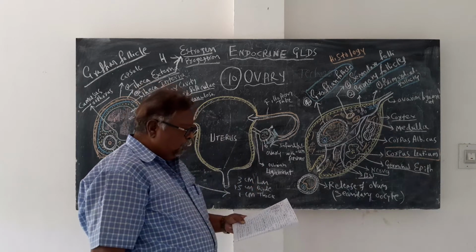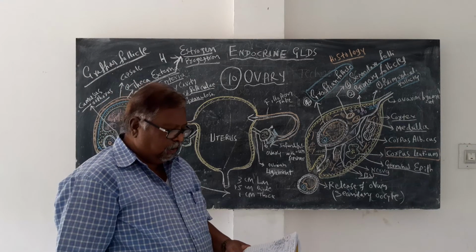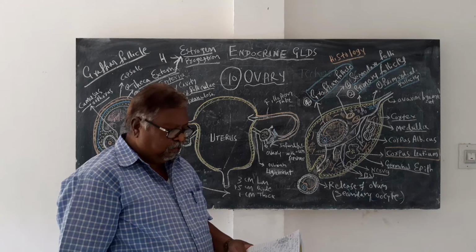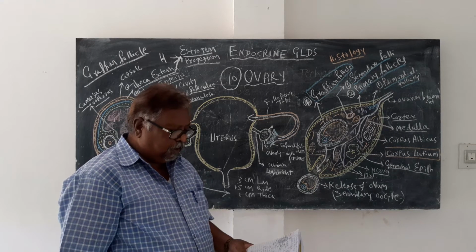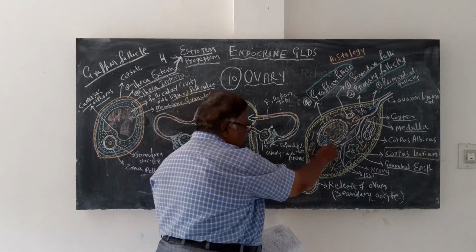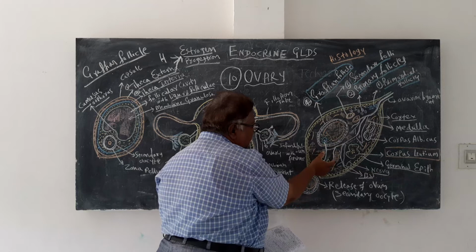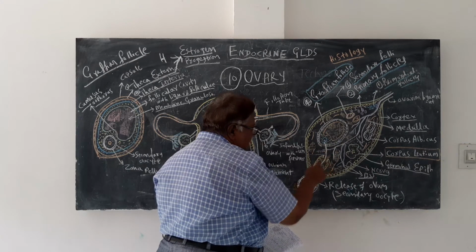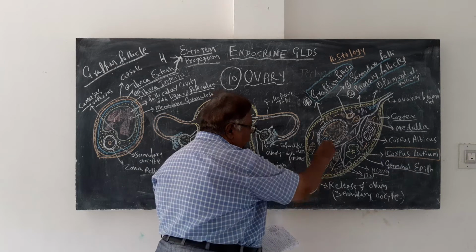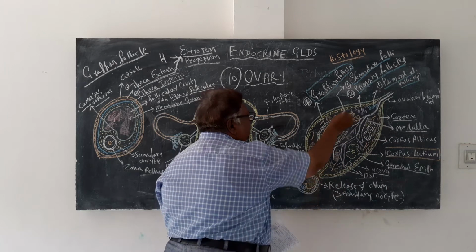When the Graafian follicle reaches full maturation, it reaches the surface of the ovary and forms a bulge. The follicle ruptures and the oocyte is released into the peritoneal cavity. This process is called ovulation, the release of the oocyte. The follicle ruptures the wall of the ovary also, and the oocyte is released out here. So this is the process.